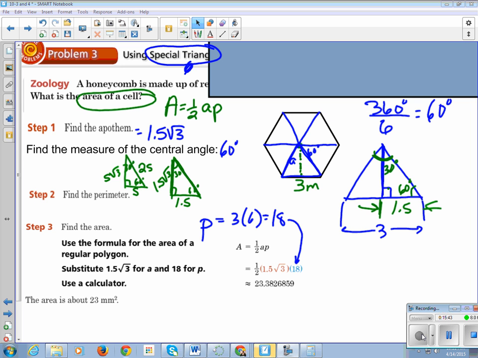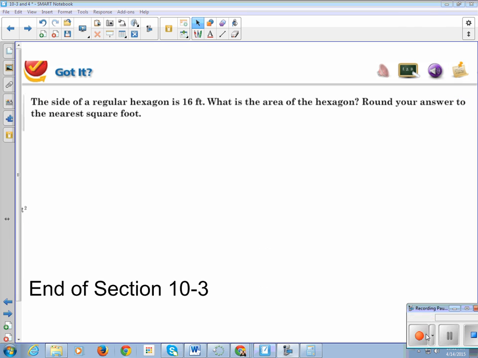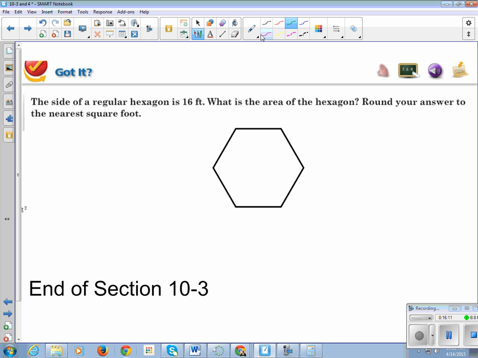All right, so when you multiply all these out, and because root 3 is irrational, it's just going to give you a non-repeating, non-terminating decimal. So it's 23.4 square millimeters, which is about 23 square millimeters. All right, let's see if we can apply that to this problem. The side of a regular hexagon is 16 feet. So let's put a regular hexagon here. What is the area of the hexagon?